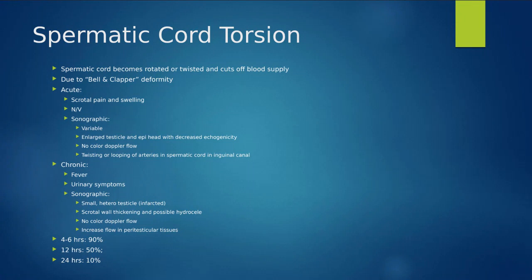On ultrasound, we're going to see a variable appearance, but we're typically going to see an enlarged testicle and epididymal head with decreased echogenicity. So it's going to start to appear hypoechoic. We're also not going to see any color flow getting into the testicle and the epididymis, right? Because we've cut off the blood supply in the spermatic cord. So now the scrotal contents are not getting anything.